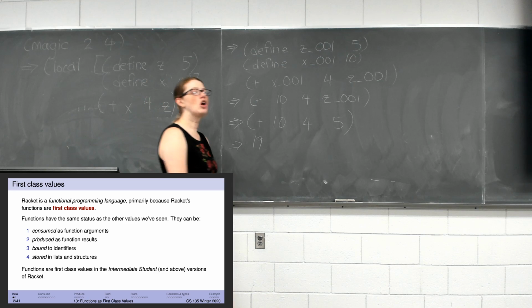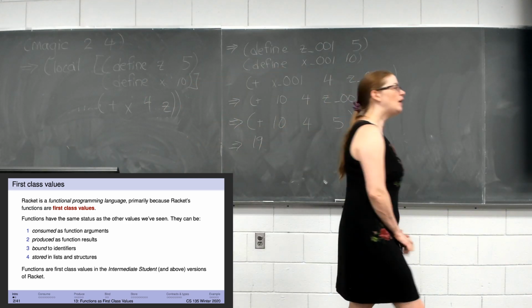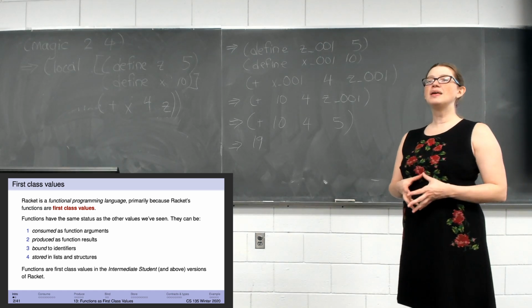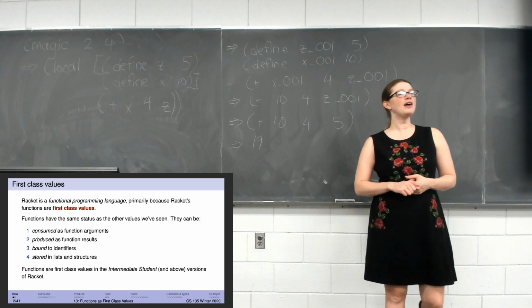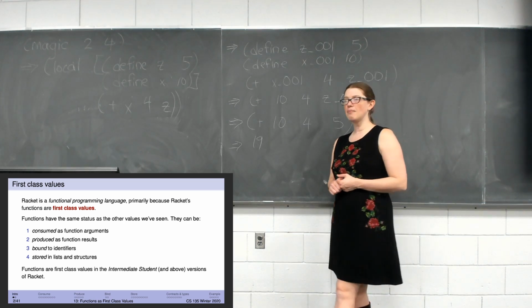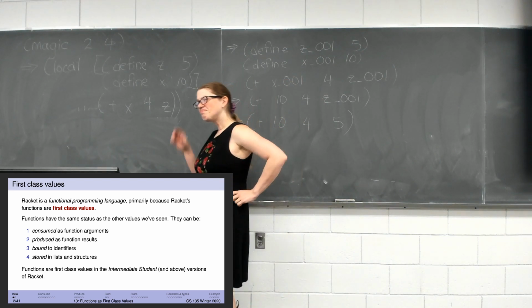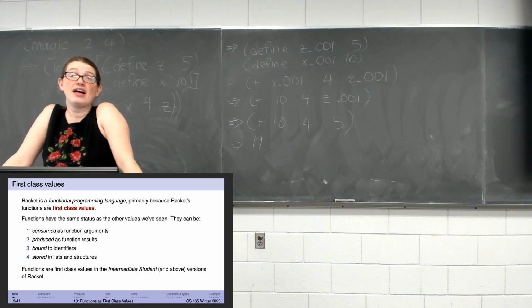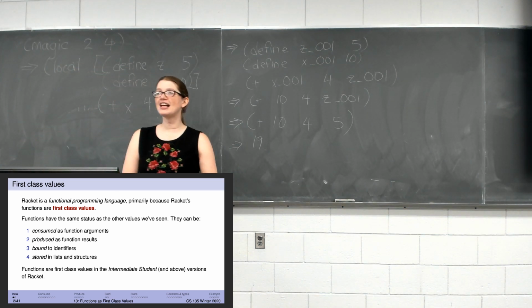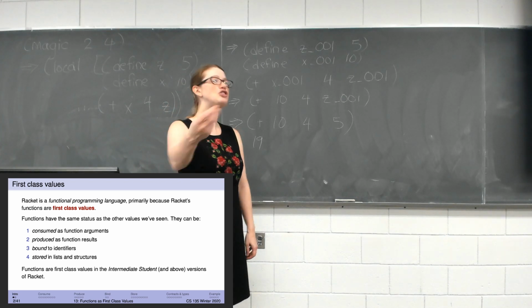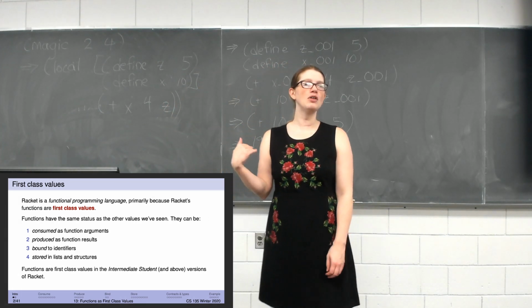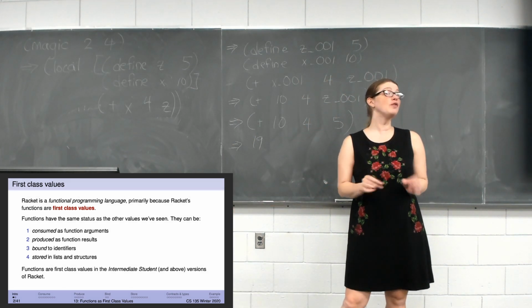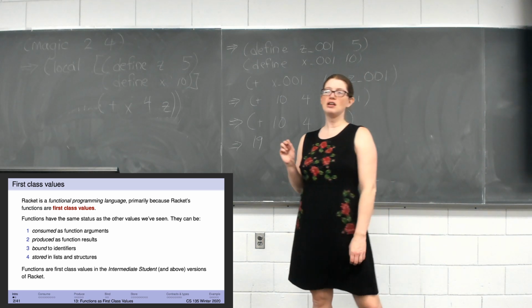So we have this thing called a first class value. A first class value is something that can be consumed by a function, produced by a function, bound to a name, and so on and so forth. Functions are first class values. So you know that numbers are first class values because you can pass them in as arguments. You can shove them in a list. You can produce a number as a result. You can assign a number to a name.